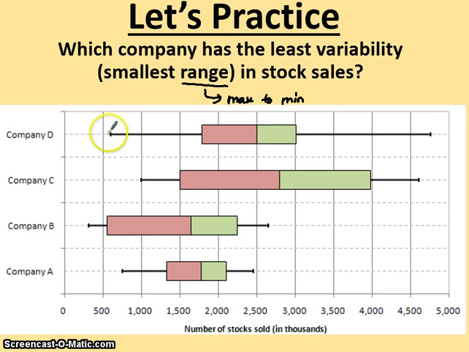Well, you can see with company D that this is very spread out. It goes from more than 4,500 to about 500. We can see that this one is also spread out very far, but a little less so. So that this company C would be less than D. And we see that B is less spread out than C. And we can see that A is the smallest variability of all. It's from less than 2,500 to maybe about 750. So company A has the least variability because it has the smallest range.